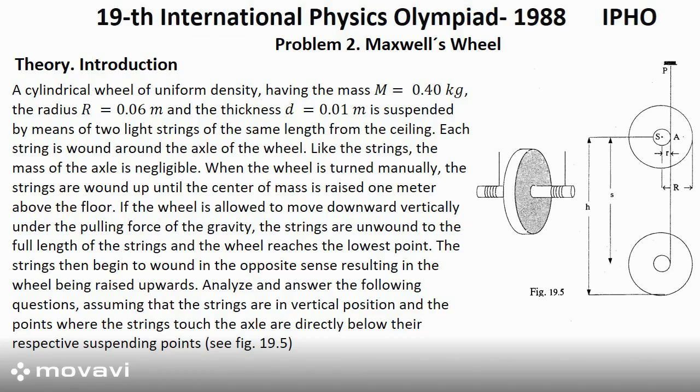When the wheel is turned manually, the strings are wound up until the center of mass is raised 1 meter above the floor. If the wheel is allowed to move downward vertically under the pulling force of gravity, the strings are unwound to the full length of the strings, and the wheel reaches the lowest point. The strings then begin to wind in the opposite sense, resulting in the wheel being raised upwards.